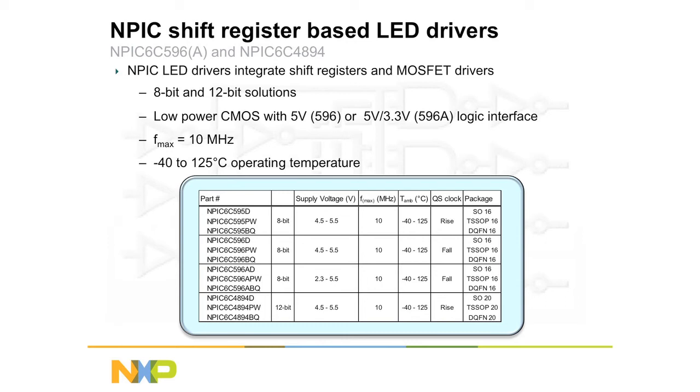This delay provides a longer data hold time when cascading shift registers. A longer hold time improves timing margin and facilitates the cascading of many shift registers. The NPIC 6C596 and NPIC 6C4894 can be used between 4.5 and 5.5 volts, making them suitable for 5-volt control logic interfaces. The NPIC 6C596A can be used from 2.3 volts to 5.5 volts, making it suitable for 5-volt, 3.3 volt, and 2.5 volt control logic interfaces.